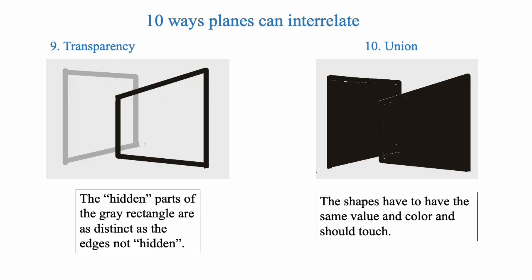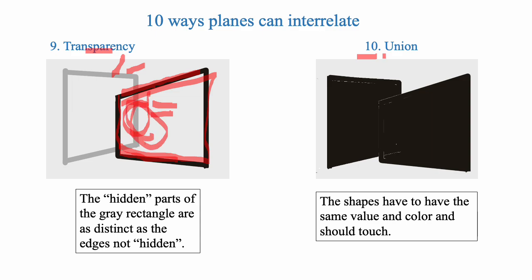Now, the last two ways that planes can interrelate are transparency and union. So with transparency, we are assuming this black rectangle is transparent, and we see this part of the gray rectangle behind this transparent front. So if this edge is as sharp as the edge that's not behind the black rectangle, then it looks like transparency. If, however, this edge is blurrier than this one, then we assume that this black rectangle is translucent, not transparent, if we can't see this very well.